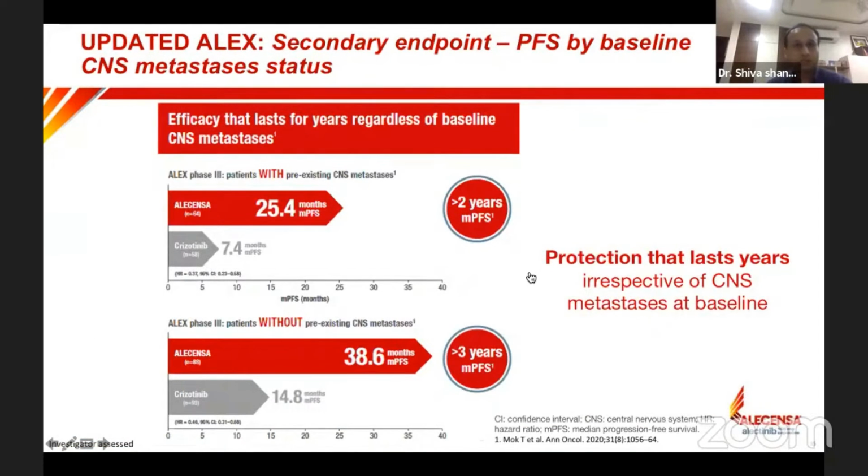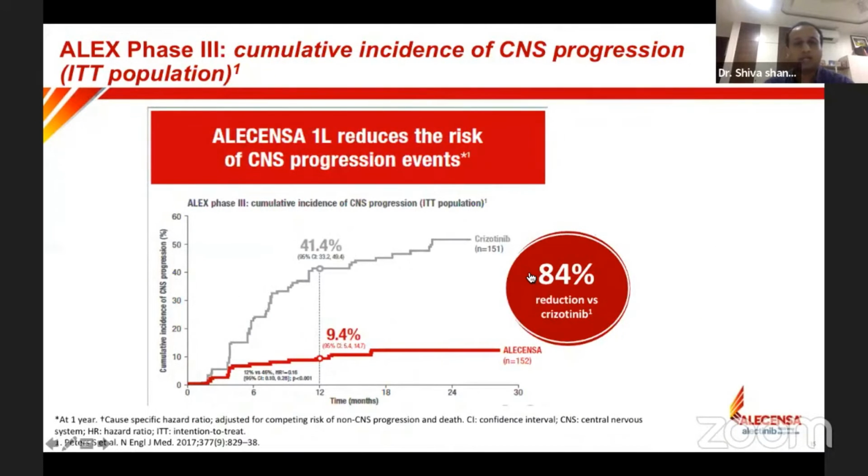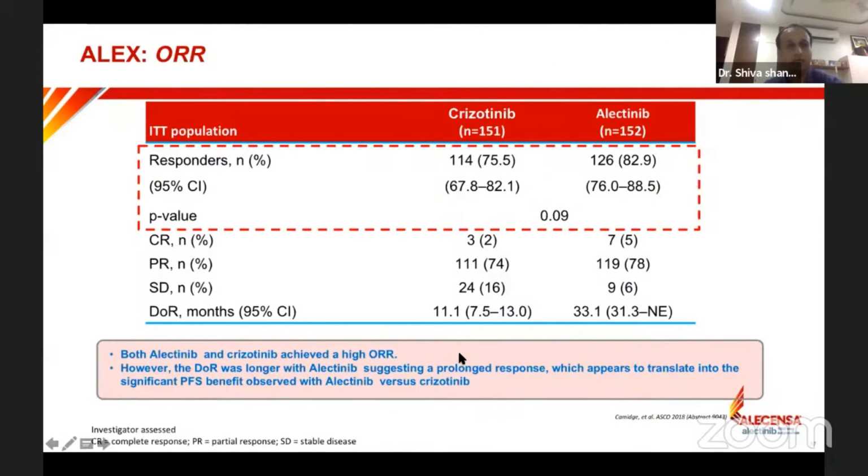If you look at the secondary endpoint, PFS by CNS metastasis, those who did not have CNS metastasis, the PFS was to the tune of 38.6 months. And those who had CNS metastasis, PFS was 25.4 months with alectinib. And the risk of disease progression, we all know that ALK positive patients do fail at the CNS. So what is the incidence of CNS failure when they are put on alectinib? It was to the tune of 10% with alectinib compared to 40% with crizotinib. And the curve seems to almost plateau even beyond a year at around 10%.